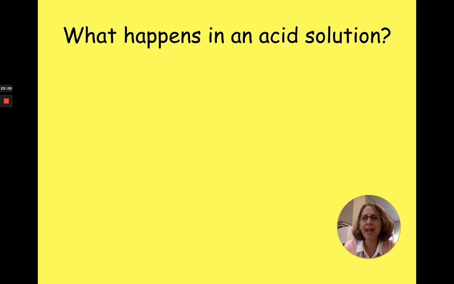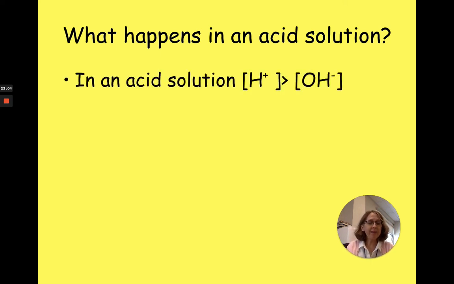So what happens in an acid solution? In an acid solution, you add something, remember, that donates hydrogen ions. You raise the hydrogen ions and you lower the hydroxide relative to that. So in an acid solution, you've added something that gives you more hydrogen than hydroxide. You're no longer equal like you were in a neutral solution. You've added something that raises the hydrogen ion concentration. That causes it to be acidic.